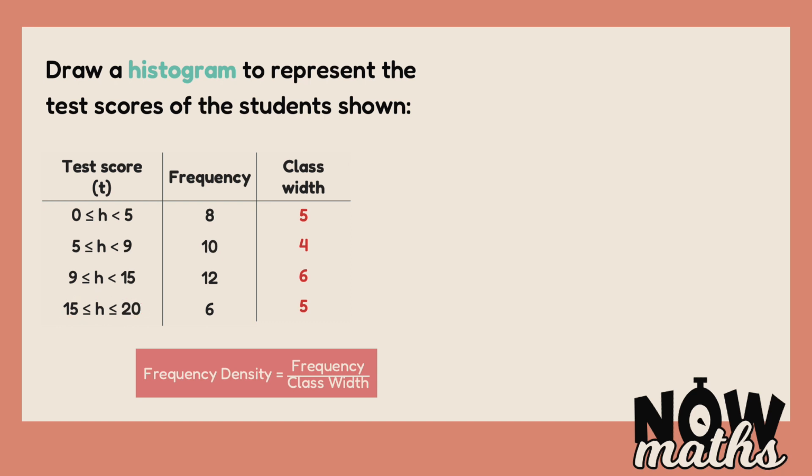Now to work out frequency density, we need to divide each frequency by the corresponding class width. So starting with the first row, 8 divided by 5 is 1.6, which is our frequency density.